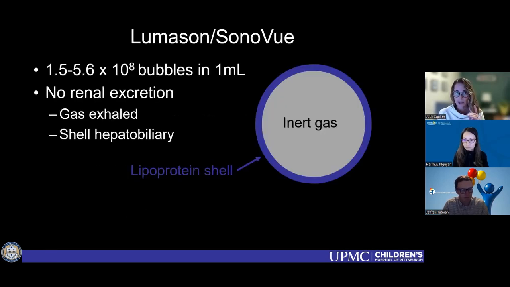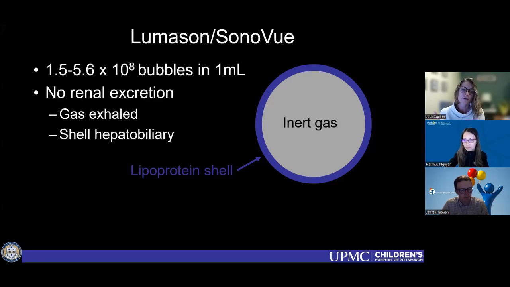Just one point about allergy, there is some theoretical cross-reactivity with the agent that's in Miralax. There really aren't that many patients with a true Miralax allergy. But if you have a patient that has a Miralax allergy, just be careful giving Lumason to those patients. We always have a contrast reaction kit anywhere that we give contrast, including in our ultrasound suites. Just a little bit more about these agents.